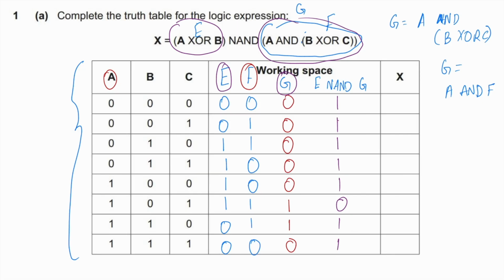And actually, E NAND G is the same thing as this. I could have just put this here, right? Because that's ultimately what X is. So it's just the same thing. So 1, 1, 1, 1, 1, 0, 1, 1. And the reality is, you're usually not going to get points for your working space, but it really helps to have an organized working space to keep track of things.